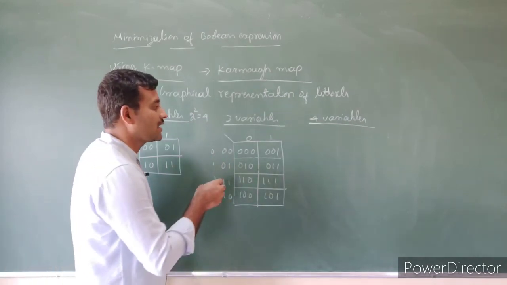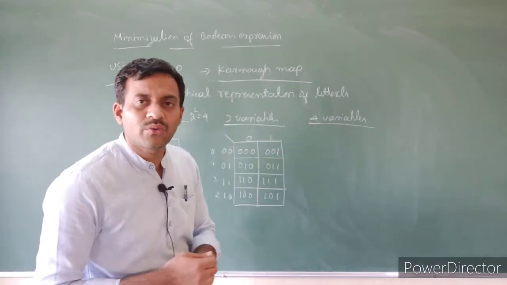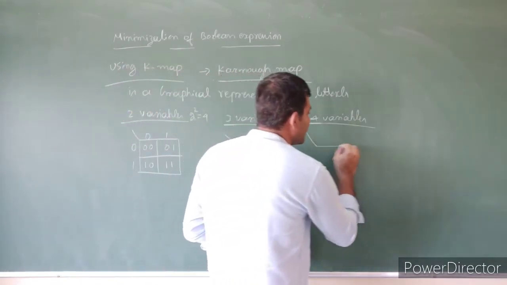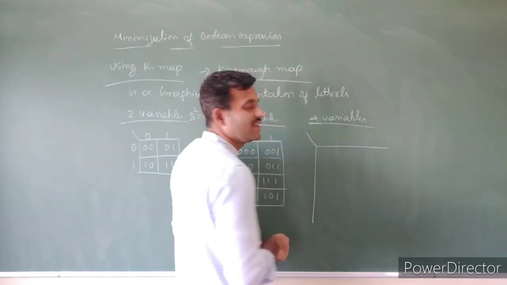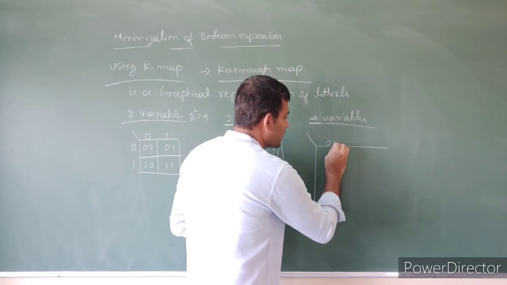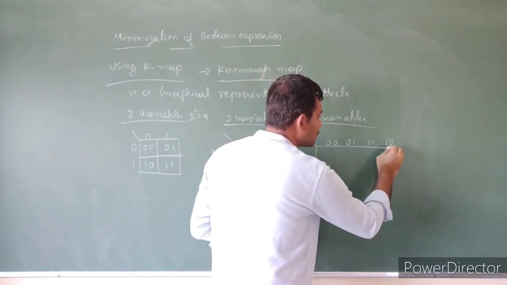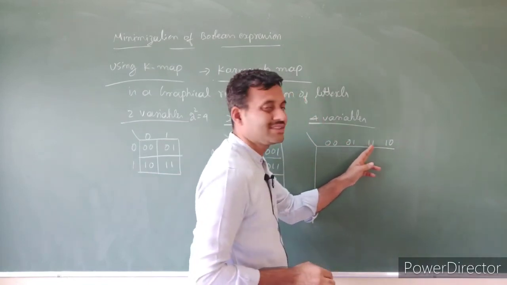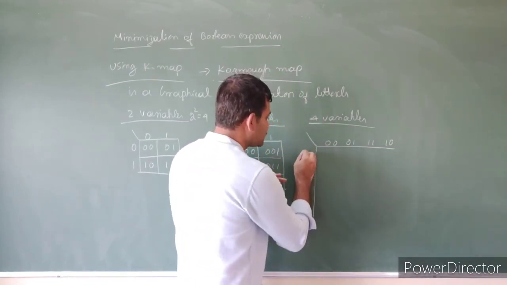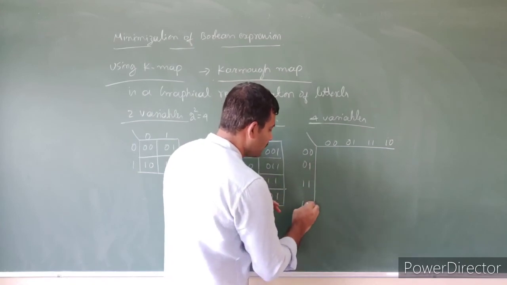Then if it is 4 variables, we also write the K-map. If it is 4 variables, then we have 16 unique cells. How to write 16 unique cells? See here, on the top side 00, 01, 11, 10. Here also 0, 1, 3, 2. Then in the left side also 00, 01, 11, 10.